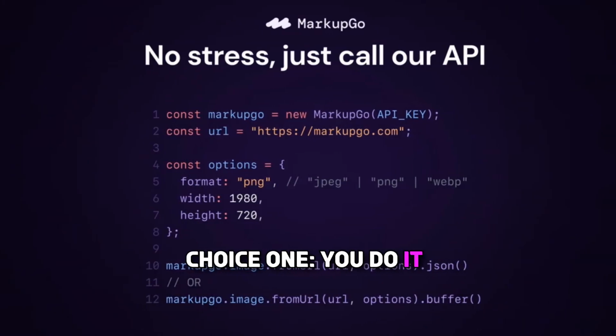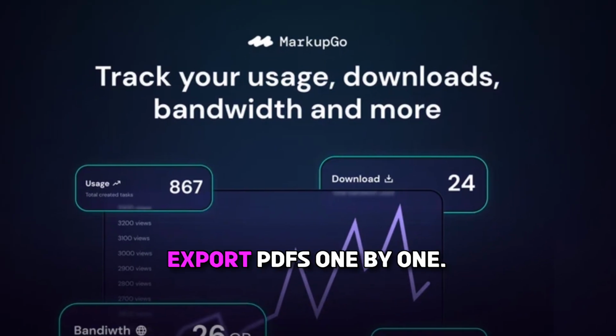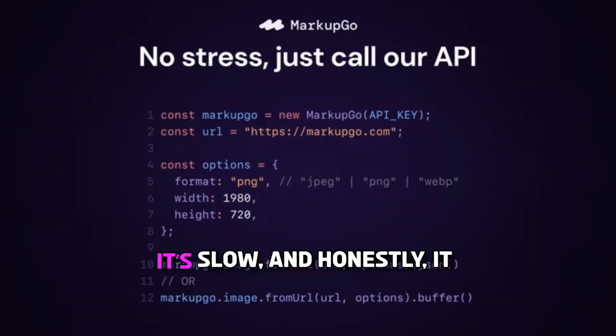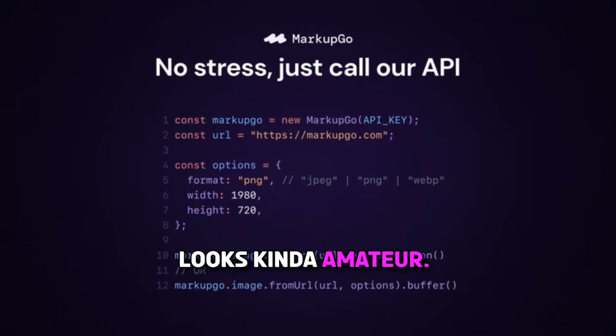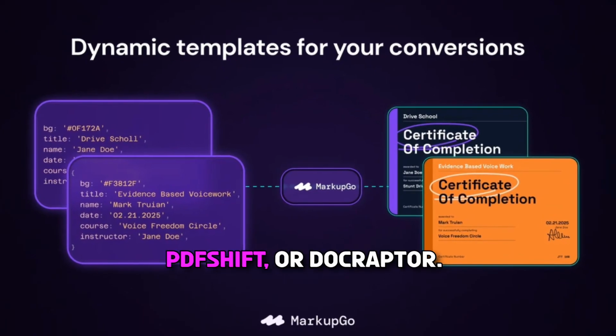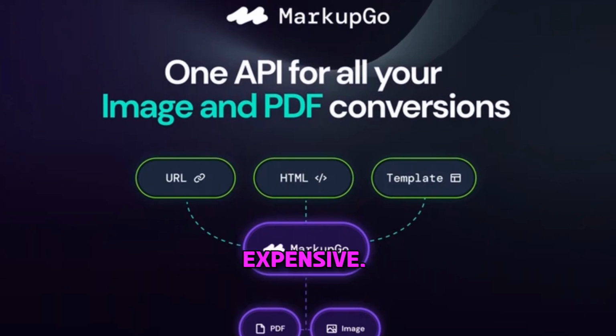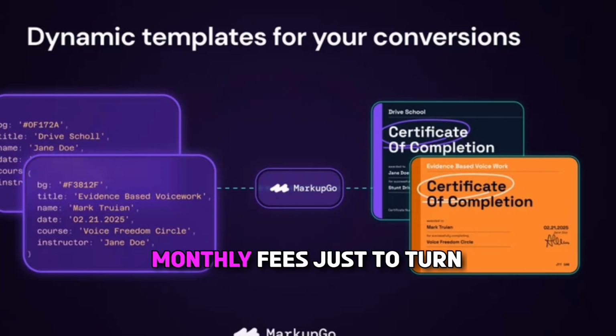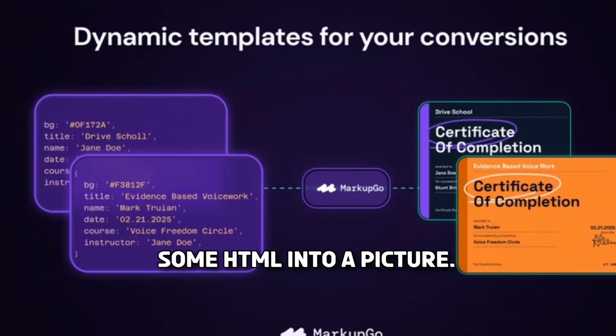Choice one, you do it manually. You take screenshots, you export PDFs one by one. It's slow, and honestly, it looks kind of amateur. Choice two, you pay for the big guys. Tools like Bannerbear, PDF Shift, or DocRaptor. And those tools are amazing, but they are expensive. We're talking recurring monthly fees just to turn some HTML into a picture.